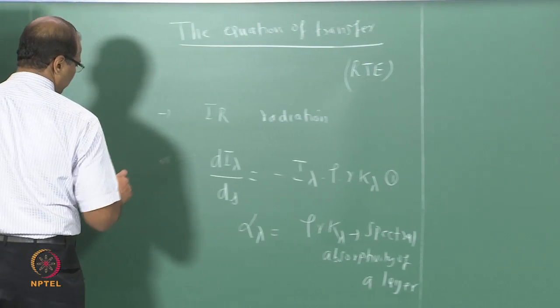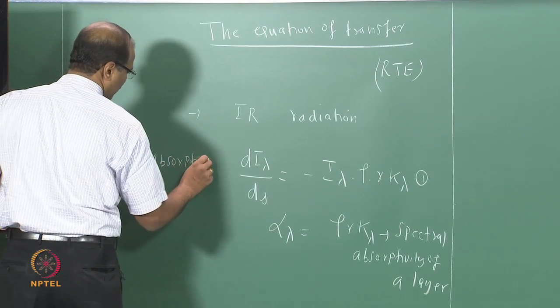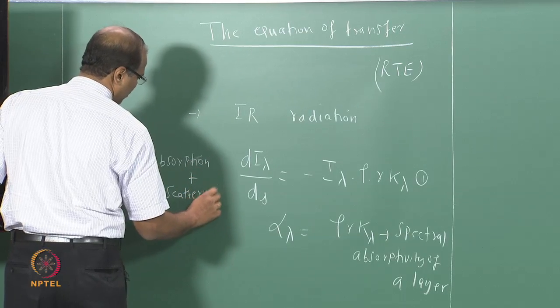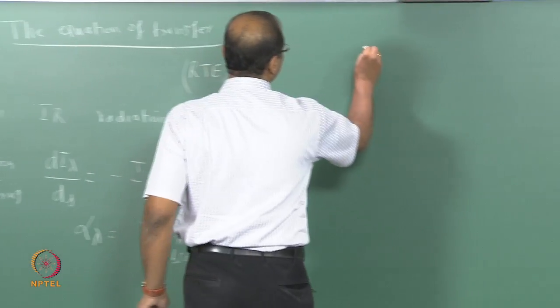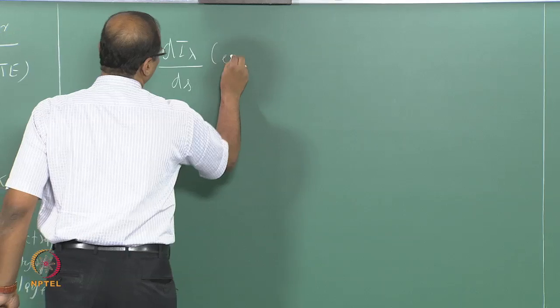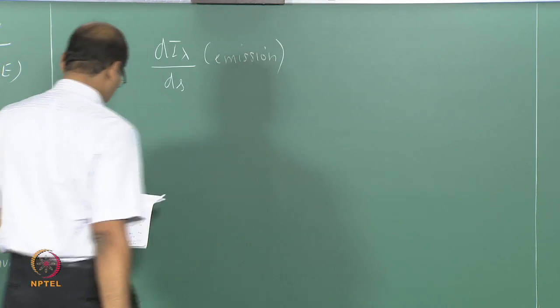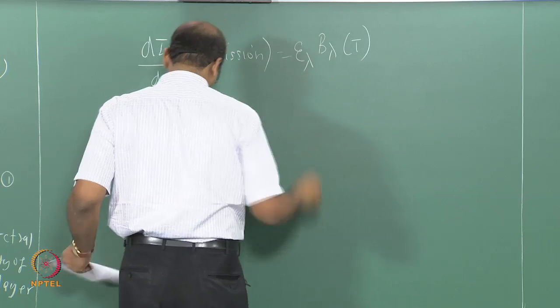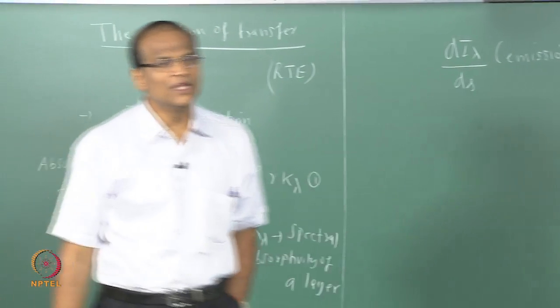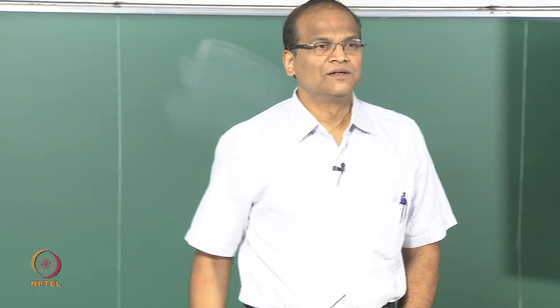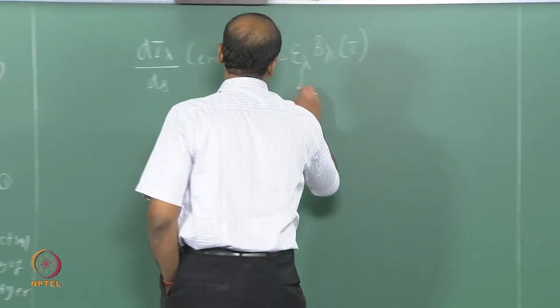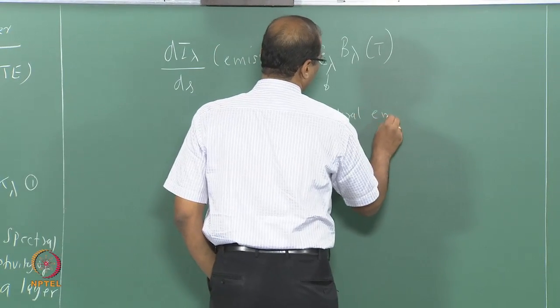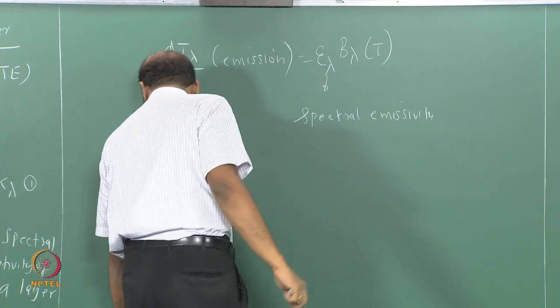So this is isotropic scattering. Okay. So the dI lambda is basically, if you look at the emission part, which you have not considered so far, the intensity will change with respect to S by epsilon lambda B lambda, where epsilon lambda is the spectral emissivity.